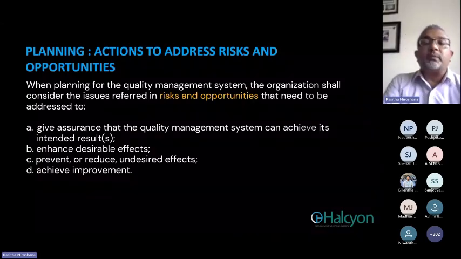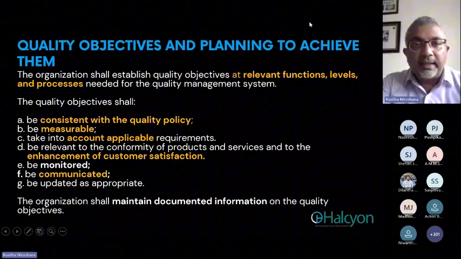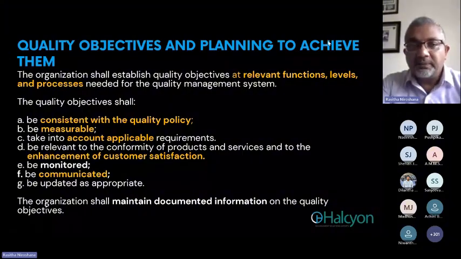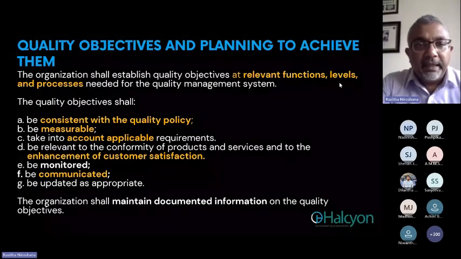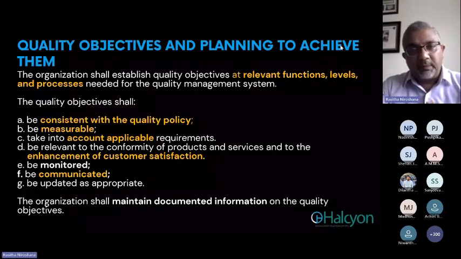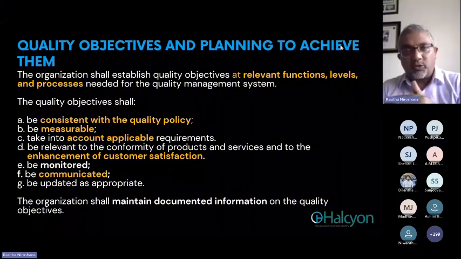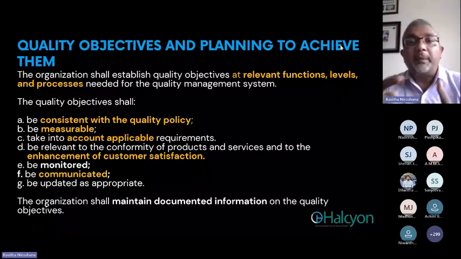Now this is the most important part, right? The quality objective and planning to achieve them. So the organization shall establish quality objectives at relevant functions, relevant processes, needed for the quality management system. The quality objective shall be consistent with the quality policy. So we know about that, right? When you develop the quality policy, you see, the quality policy should facilitate the quality objective. The policy said it should facilitate. Now it says consistent with the quality policy, and then it should be measurable.